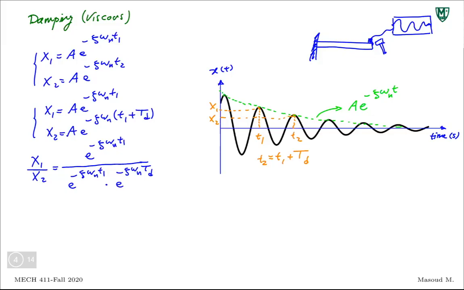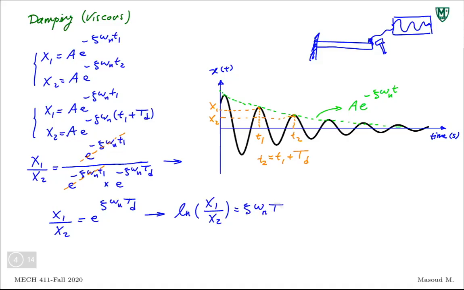Once I write it this way, you can probably see that I can cancel these two. They're the same, and this is multiplication between them, so in the denominator. So I'll end up having pretty much just X1 over X2 being, I can bring the one in the denominator up, this negative becomes positive, e to the zeta omega n TD. I want to get rid of this e, so I'm going to take an ln from both sides. So this becomes ln of X1 over X2 is equal to zeta omega n TD.